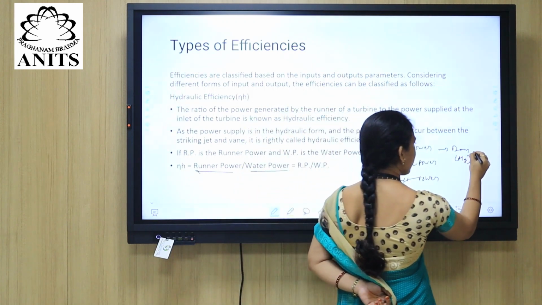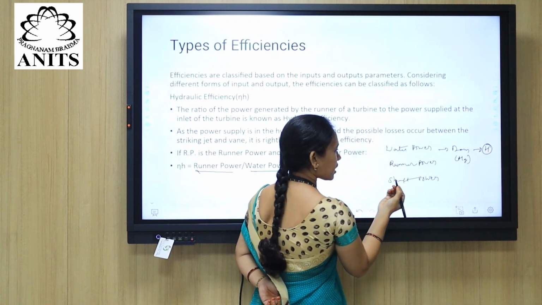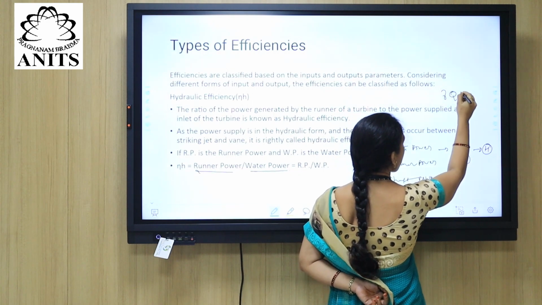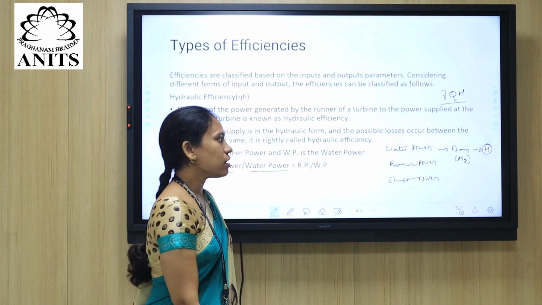Only the net head we will be considering. Based on that net head, how much water power will be generated? Water power is equal to gamma multiplied by Q multiplied by H. This is the formula for water power.